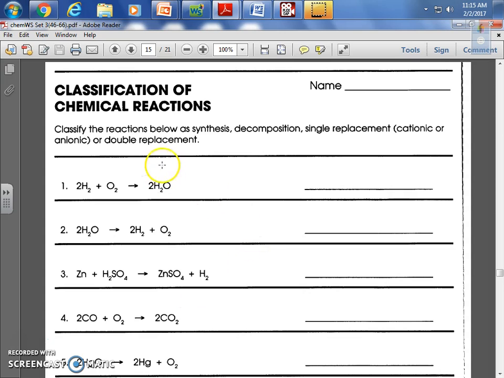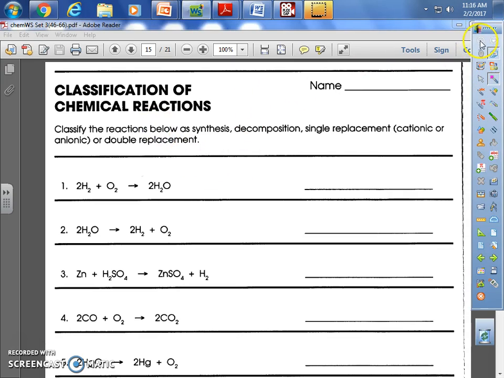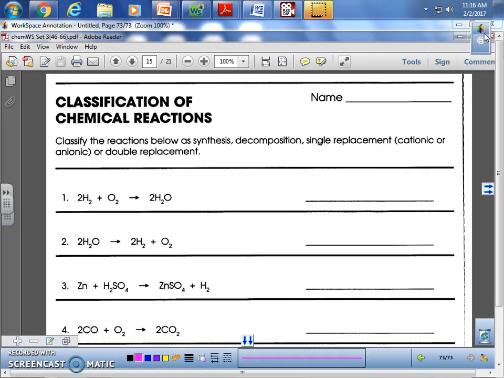Okay, the first paper I want you to look at with your notes is this one. It's actually shrunk down on what you have, and it fits on the left half of the page. And I want you to go through and label these, what type of reaction they are. We can do the first two together.